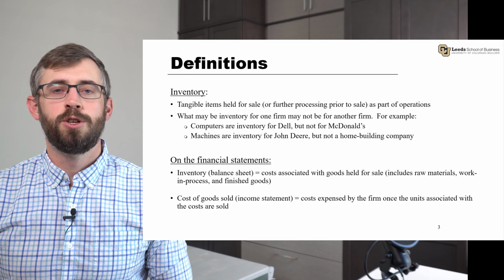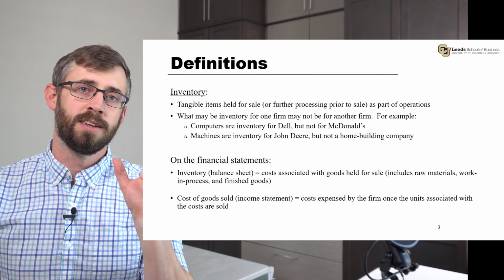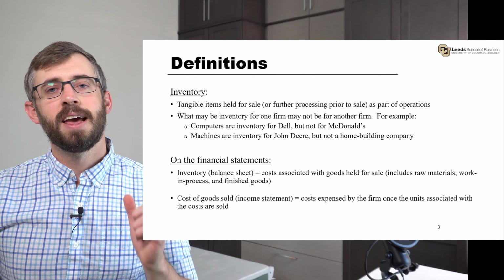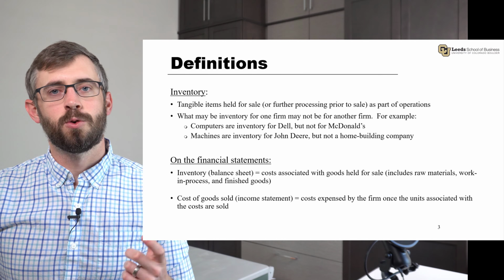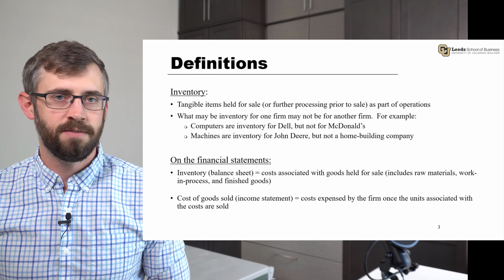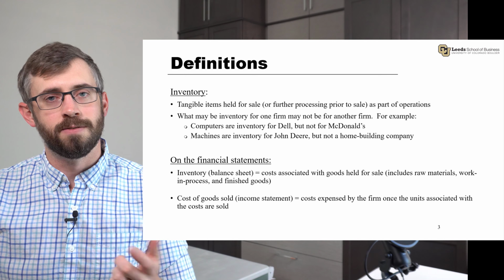Now, inventory is going to affect our balance sheet and our income statement. On our balance sheet, inventory is listed usually as one of those current assets, the items held for sale. And on the income statement, inventory affects that by flowing into cost of goods sold. So when we sell our inventory, it turns into an expense, and that is the cost of whatever we are selling.